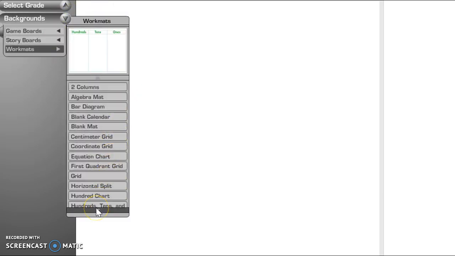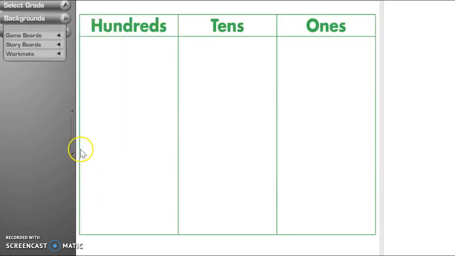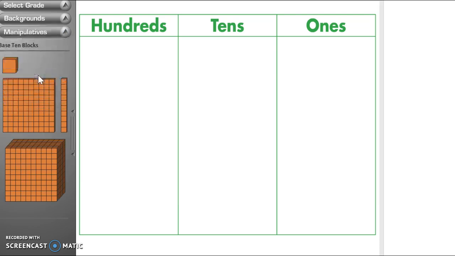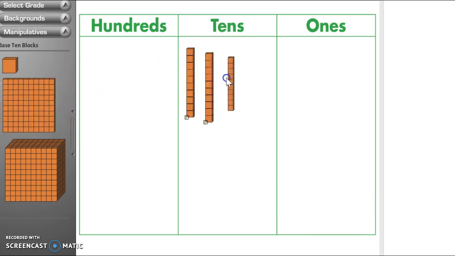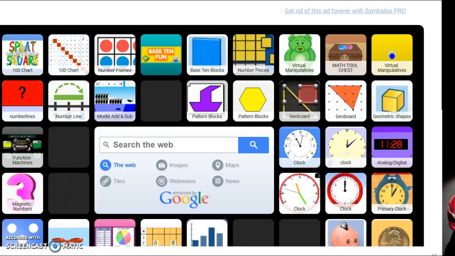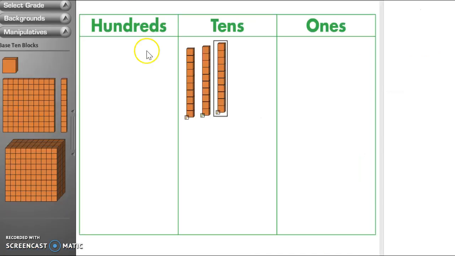So I'll reposition this. The background I want for my work mat is our chart, and I also want base 10 blocks. Okay, so we have 36. And if you were to click any one of the math manipulatives, there are many others that you can choose. There's these base 10 blocks manipulatives itself. Within many of these, you can see quite a bit of different ones.